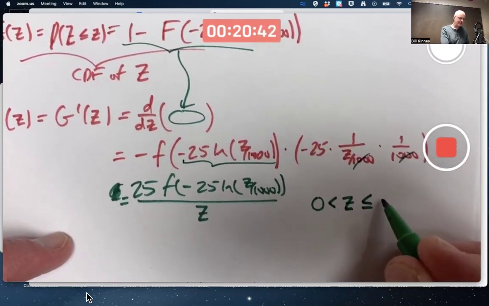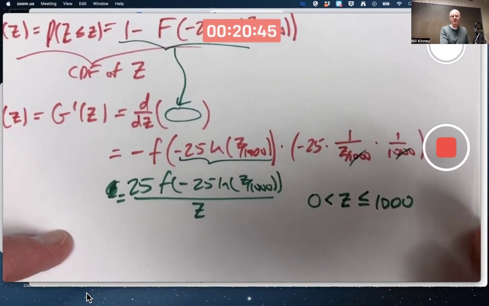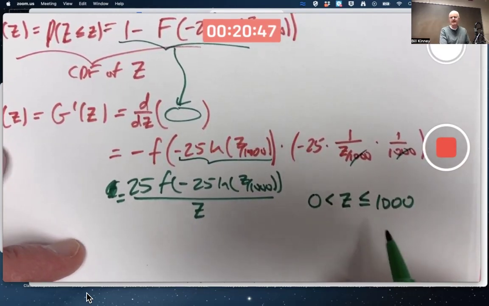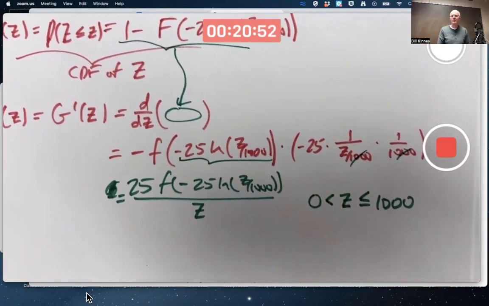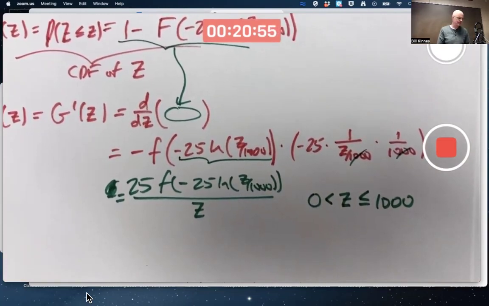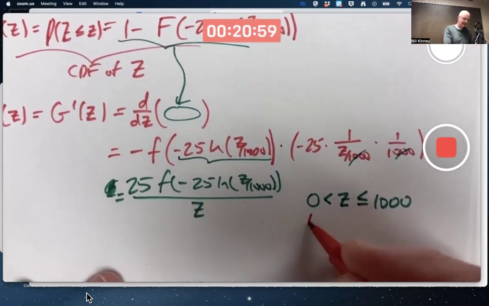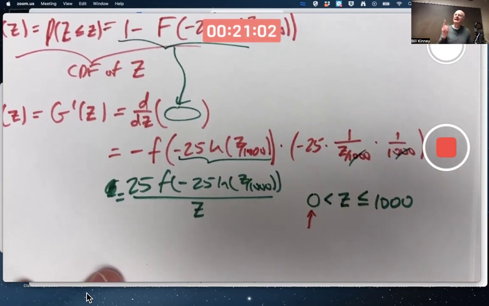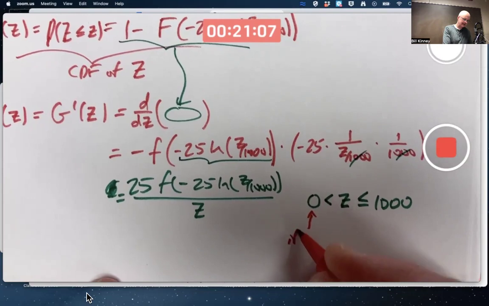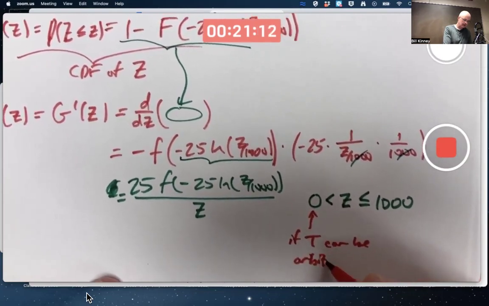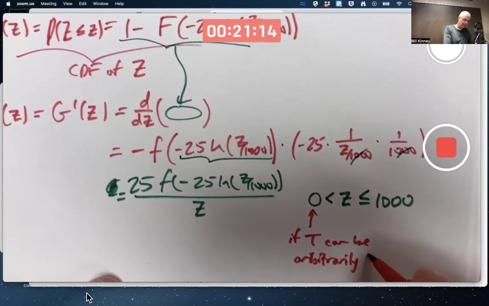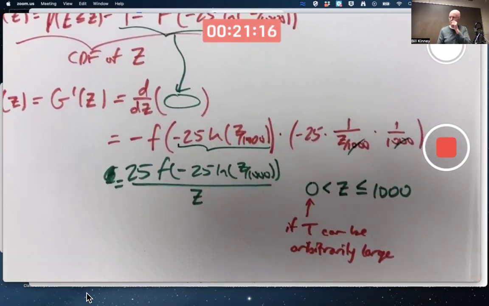It could equal 1,000 if t were 0. So I'll put a less than there and a less than or equal to there. It's not a real big deal which is which. I should give a caveat. This 0 is what it is as long as t can be arbitrarily large. This is if t can be arbitrarily large. We will consider a model where t is not arbitrarily large.